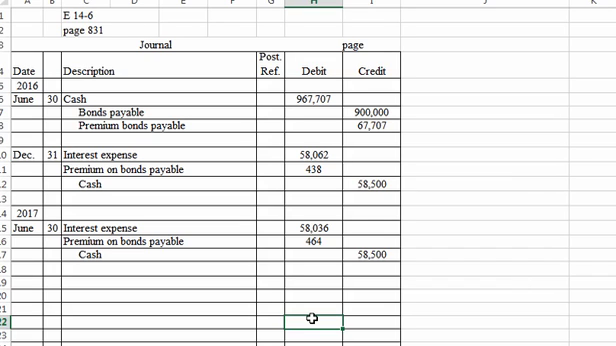So now you've seen the journal entries for a premium. You'd seen them for a discount already. And I think after working that one, you really shouldn't have any trouble with the Connect Plus problem, exercise 14.6. And I feel like we've been through bonds pretty well at this point.